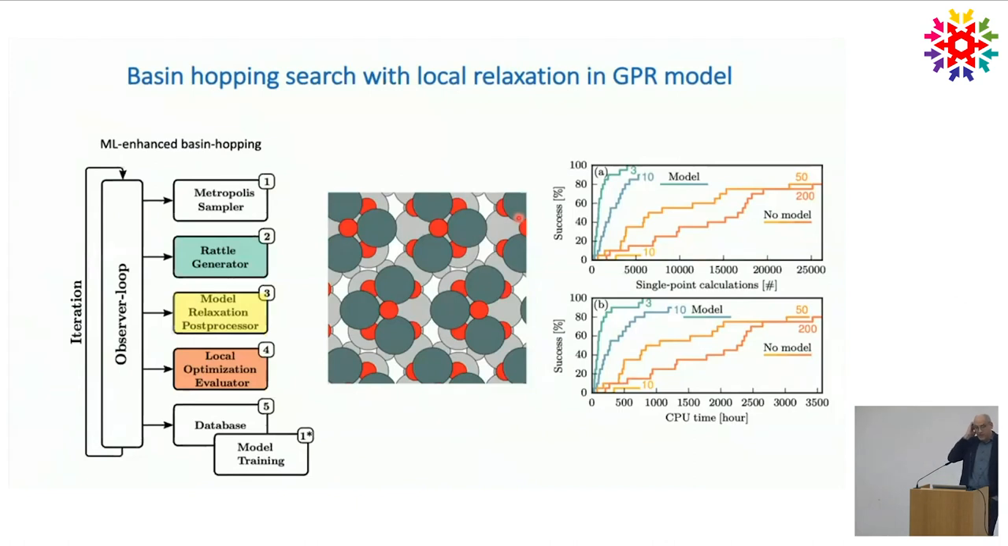So here's just an example where we return to this tin oxide surface reconstruction and inspect how difficult it is. How much computational effort goes into finding the solution with and without a machine learned model? So the red and yellow curves over here, let's go for the last one down here, they show how many CPU hours you need to spend.